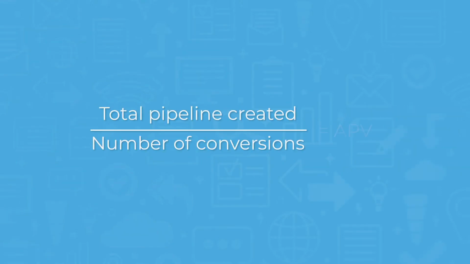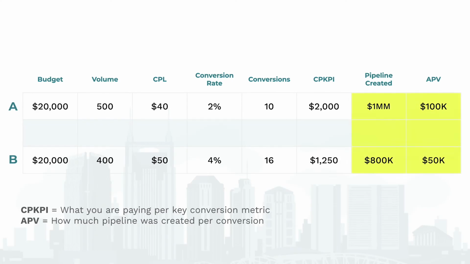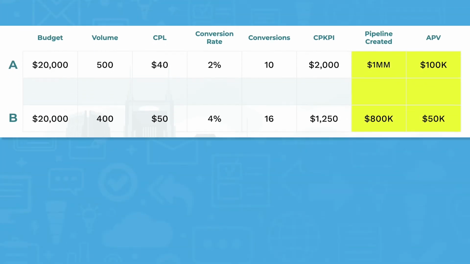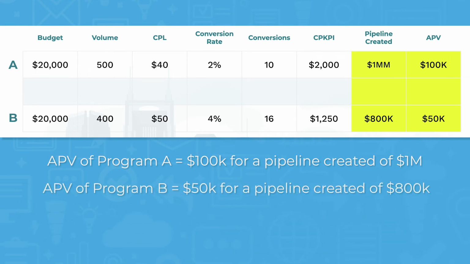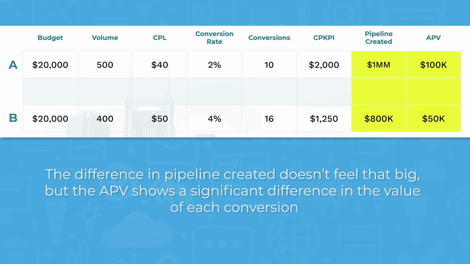Now, let's calculate average pipeline value, or APV. For each of your programs, divide the total pipeline created by the number of conversions, then compare your 2 programs again. For our example, we get an APV of $100,000 for Program A and $50,000 for Program B, assuming Program A has a pipeline created of $1 million and Program B has a pipeline created of $800,000. By adding these metrics, we can see that while the difference in pipeline created doesn't feel that big, the APV shows a significant difference in the value of each conversion.